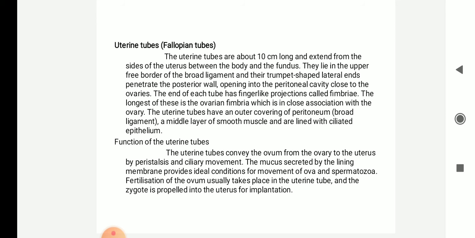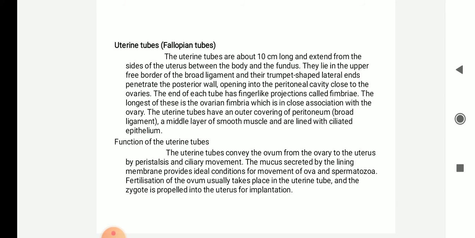The end of each tube has finger-like projections which are called fimbriae. The longest of these fimbriae is called the ovarian fimbria, which is in close association with the ovary. The uterine tubes have an outer covering of peritoneum, a middle layer of smooth muscle and an inner layer of ciliated epithelium, where the cilia help in movement.